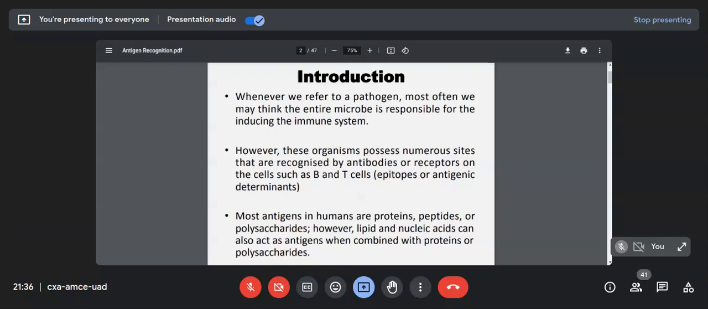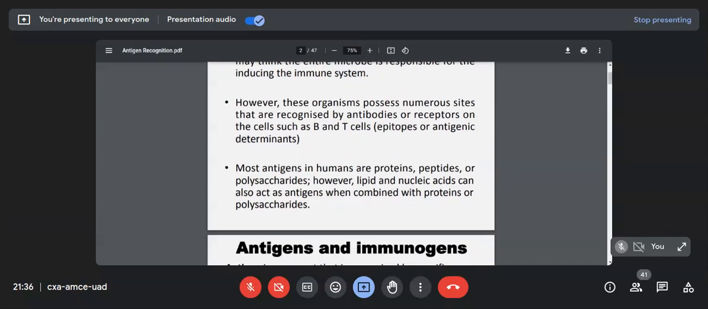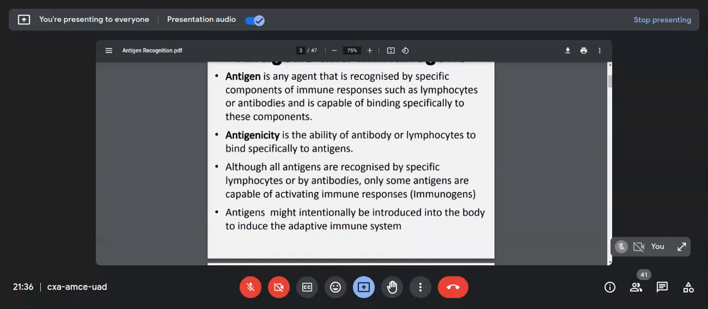What am I trying to say? Proteins, peptides, and polysaccharides are more antigenic compared to what? Compared to lipids and nucleic acids. That's something you must take note of. It's a very important point.